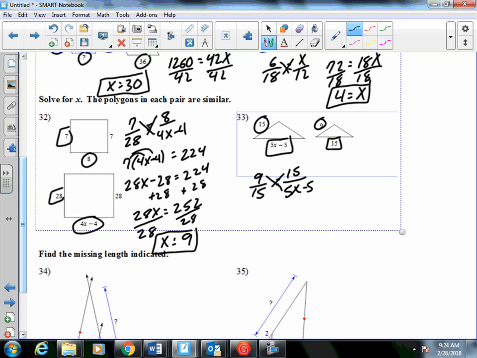So cross multiply, and we're going to do 9 times 5x, which is 45x. 9 times negative 5, minus 45, is going to equal 15 times 15, or 15 squared, 225. Add the 45.